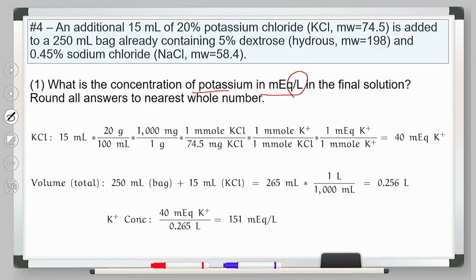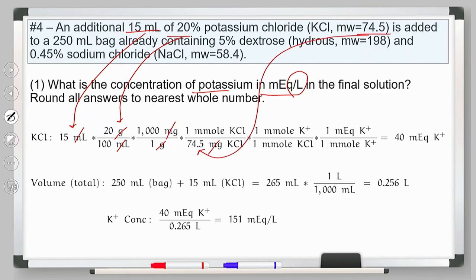So let's start with just determining milliequivalents. It'll be based off of how much we put in there. We're putting 15 milliliters of a 20% solution. Even though I don't show my answer there, are you okay with that? We added 15 milliliters of a 20% solution. So 15 milliliters times 20 grams per 100 milliliters gives me the weight of potassium chloride in grams. To convert that to milligrams, I'm going to multiply by 1,000. That puts me in milligrams. How do I convert milligrams to millimoles? I divide by the molecular weight.